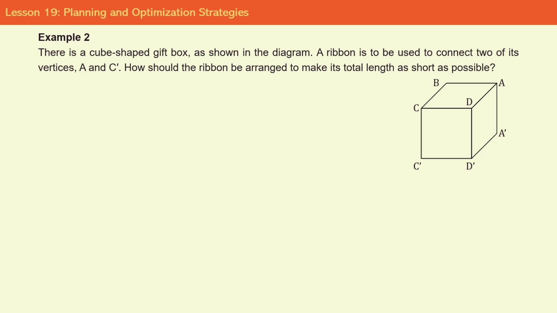Example 2, there is a cube-shaped gift box, as shown in the diagram. A ribbon is to be used to connect 2 of its vertices, A and C'. How should the ribbon be arranged to make its total length as short as possible?